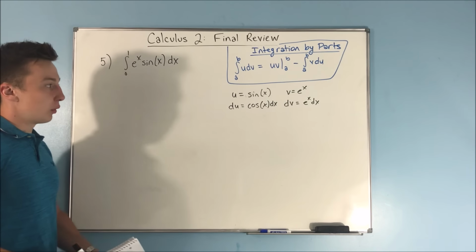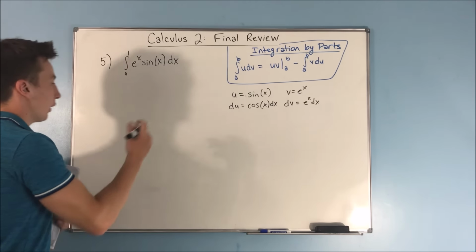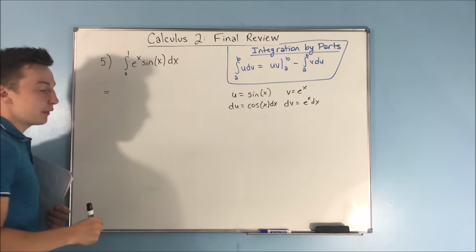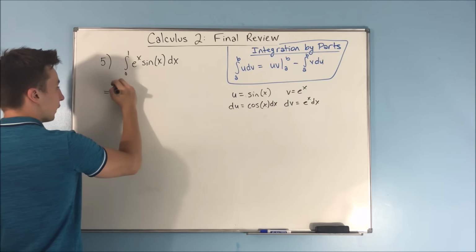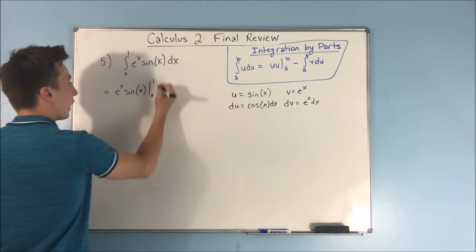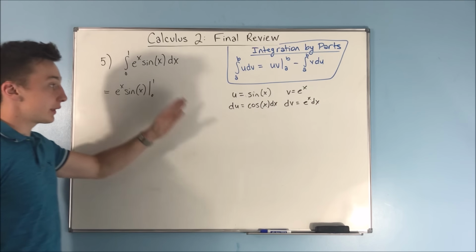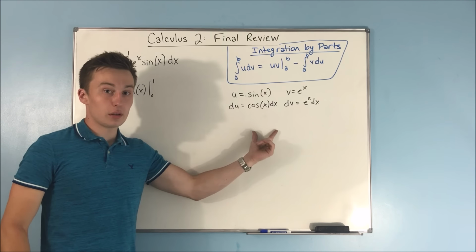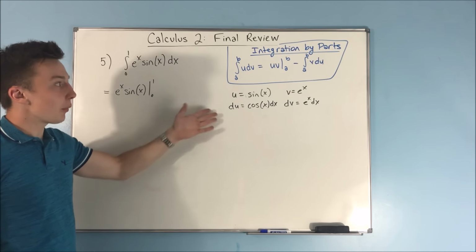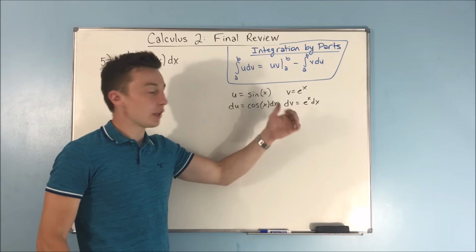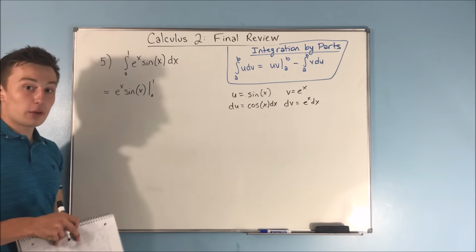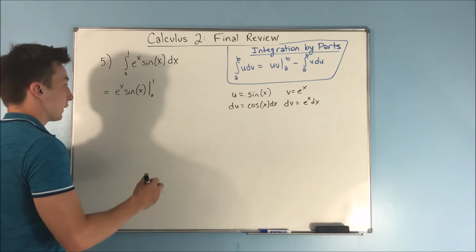Okay, so let's see what happens now. Well, we have that this integral is going to be equal to u times v. Okay, u times v is e to the x sine x, and it'll be evaluated on the same bounds. Okay, you don't need to change your bounds at all. Okay, this isn't a u substitution. I know we're setting u equal to something, but with integration by parts, it's different. Okay, you keep your bounds. Okay, we're not changing anything. We're still integrating with respect to x.